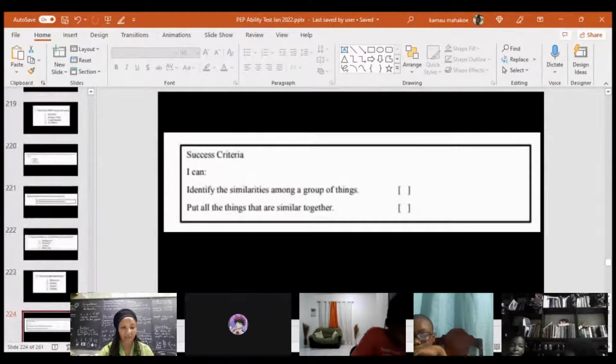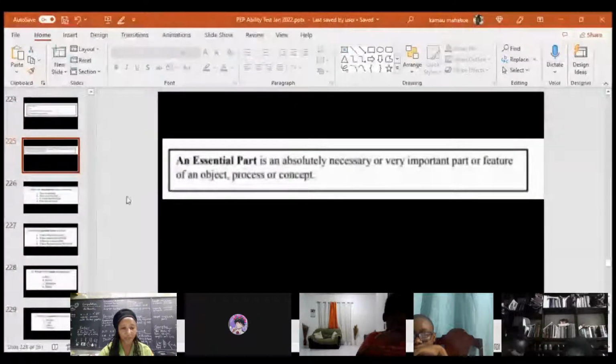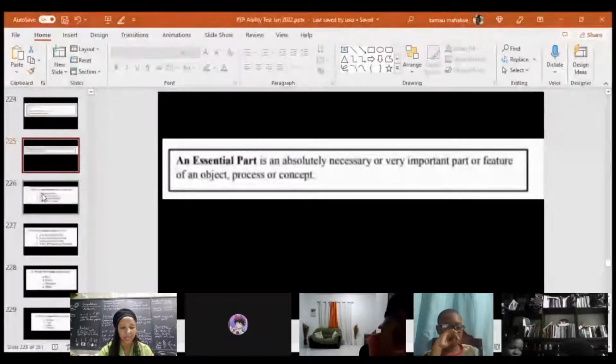All right. After this next one, we're going to do the switch. So the essential part is an absolutely necessary or very important part or feature of an object, process, or concept.